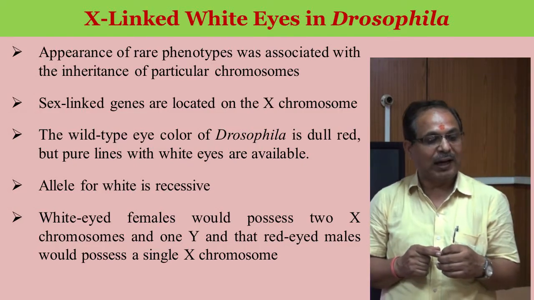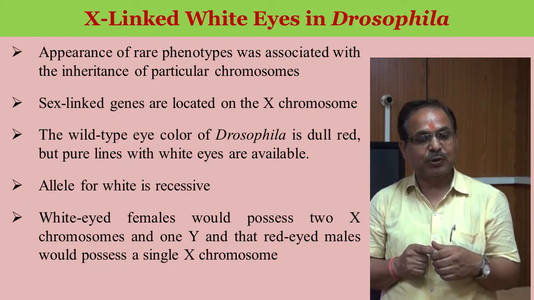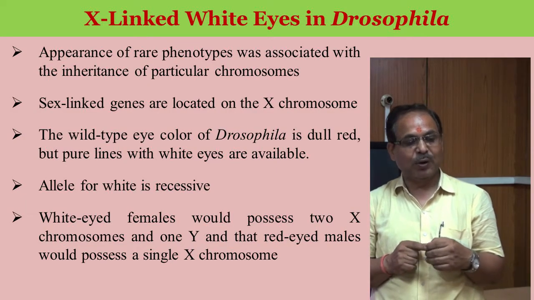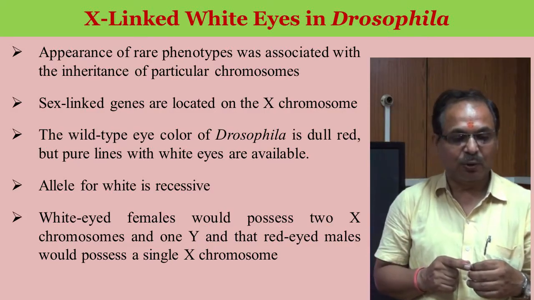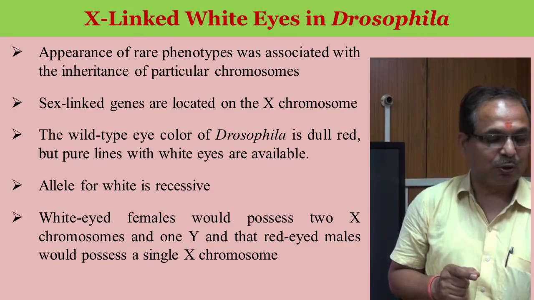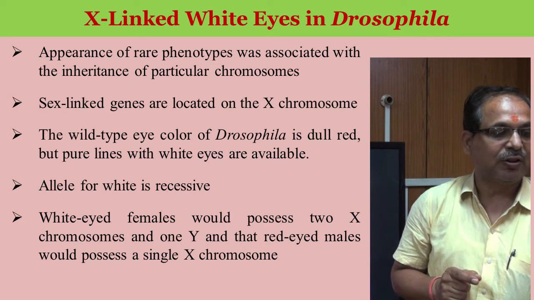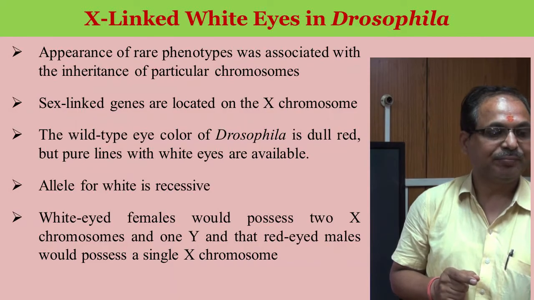So the white-eyed female would possess 2 X chromosomes and the red-eyed male would possess a single X chromosome, here in this case of white eye color in Drosophila.